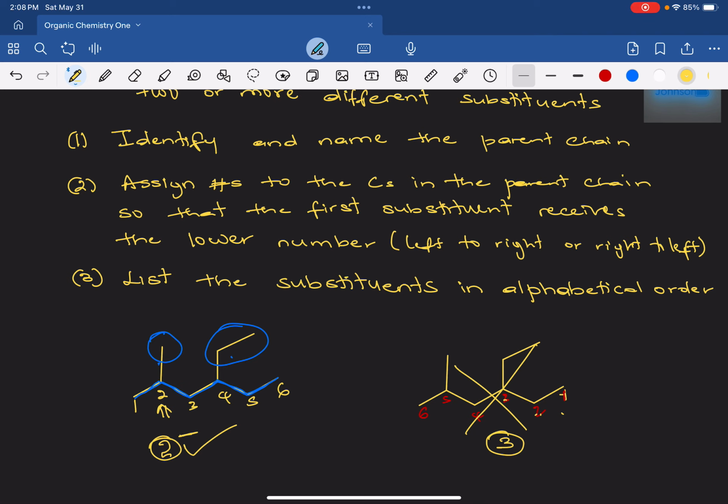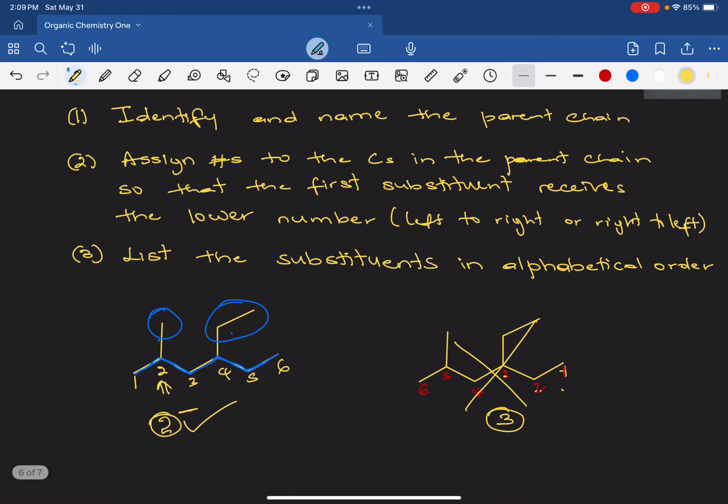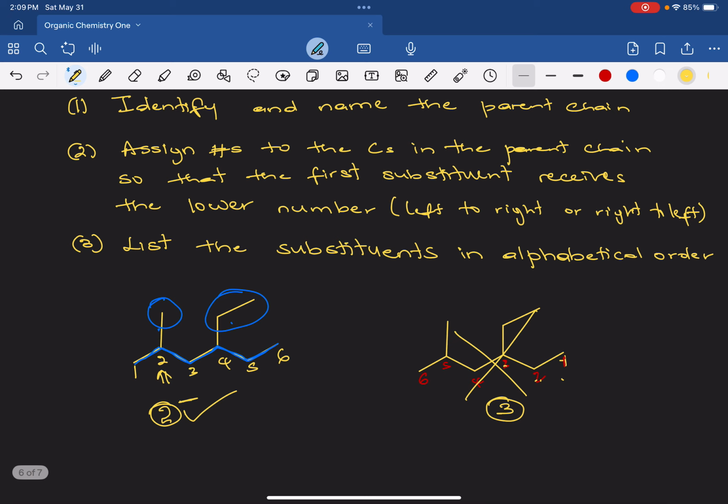So now that we've done rule 1 and 2, the next thing we need to do is that we must list the substituents in alphabetical order. We have two substituents here. This is a methyl group and this is an ethyl group, right? This is 1, 2 carbons. If you don't remember how to name your alkyl groups, there's a video for that, okay?